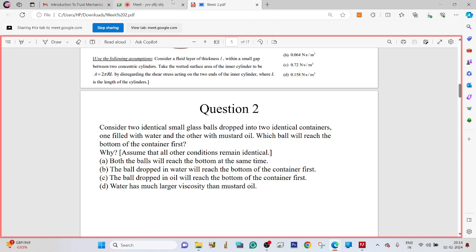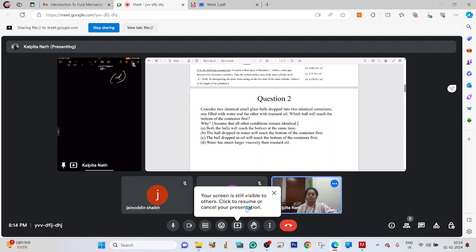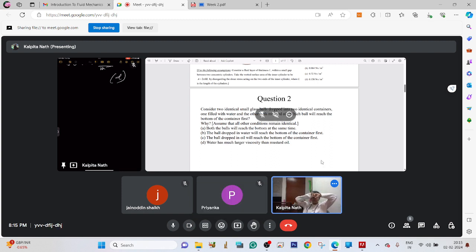Anyone? You can see the question. One is water, another is oil. Which one will reach faster? B. Yeah, but why? Because oil will offer more resistance. Yeah, its viscosity is more. Let us see it in a mathematical sense also.